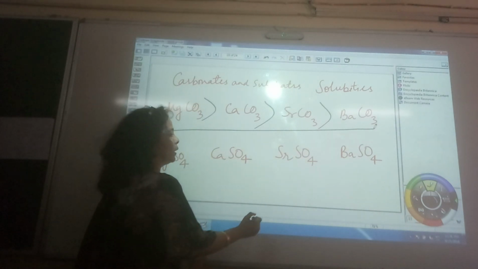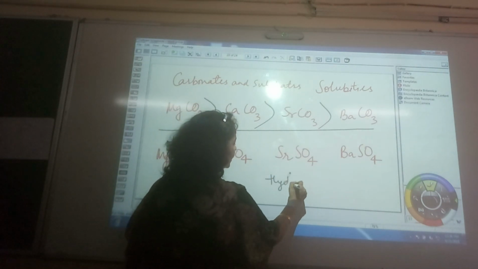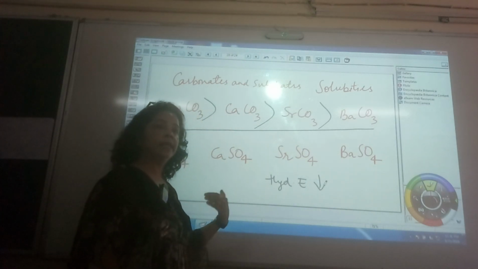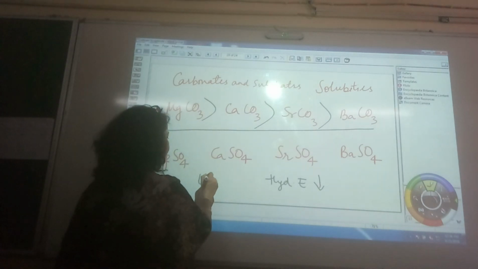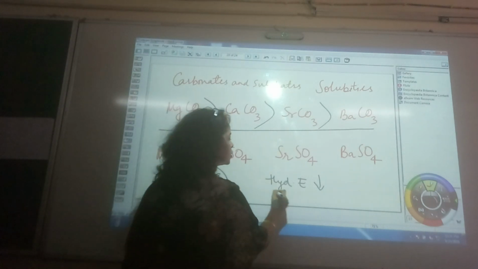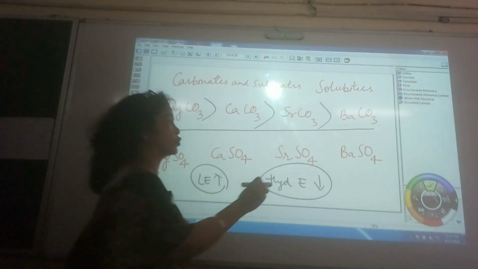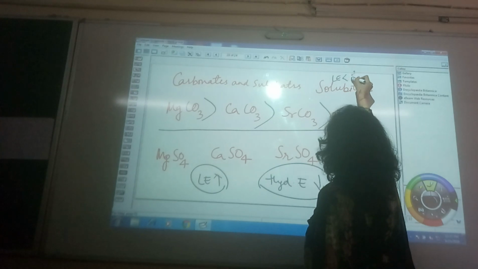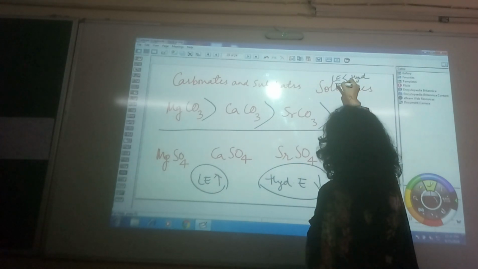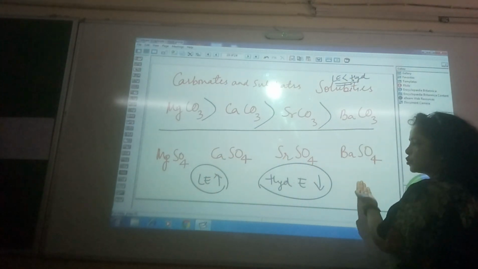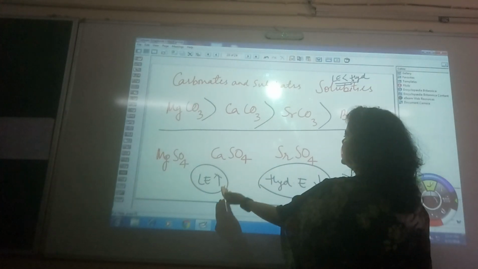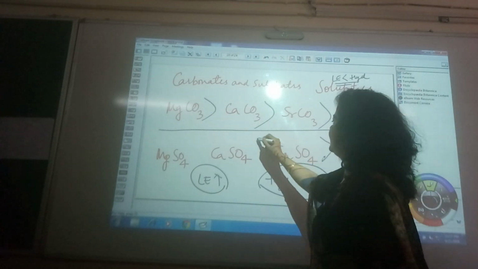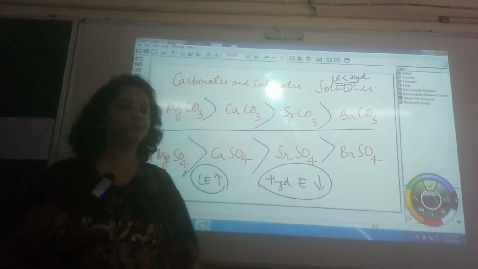On moving down the group, we see that the hydration energy is decreasing because the charge upon radius ratio is less. Also, the lattice energy is increasing. So, this is reverse to what we want. When we talk about solubilities, what do we want? We want lattice energy to be less than hydration energy. And on moving down the group, this is not so. Hydration becomes less than lattice energy. Therefore, solubility will not increase on moving down the group. The solubility increases again in this order.